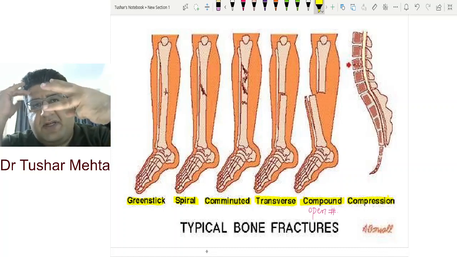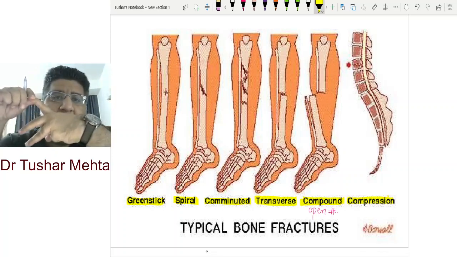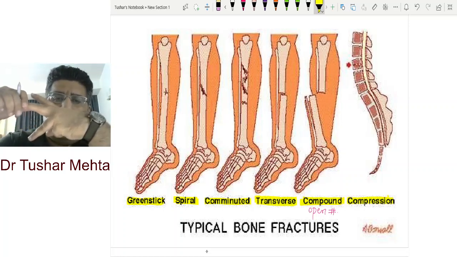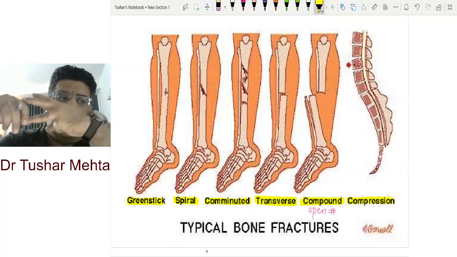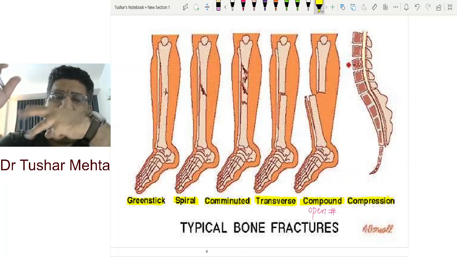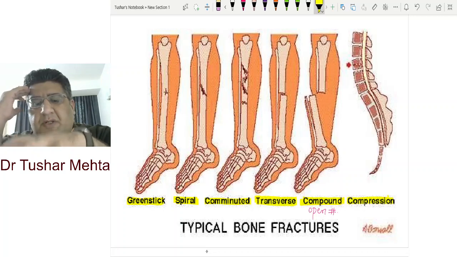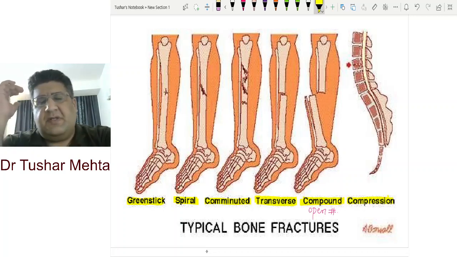Three sorts of classifications. Number one, complete or incomplete, depending upon whether the entire cross section is involved or not. Closed or open, depending upon the condition of the overlying skin and soft tissue. And the third classification was basically anatomical placement, in which we have discussed what is transverse, what is spiral, what is comminuted, what is compression, what is green stick. I'll show you the X-rays also. We have seen almost most of them.